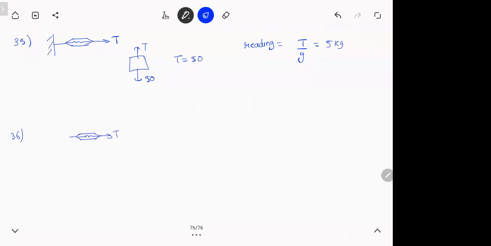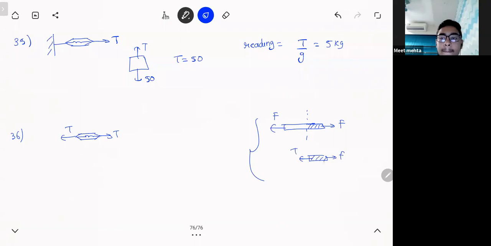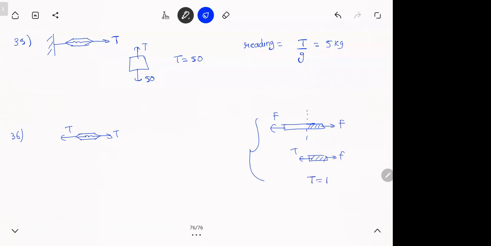36. So this side you're pulling with tension, this side you're pulling with tension. If you remember, if I have a rope and I pull with F and F, what is the tension? We have done this last class. What will be the tension? If I cut it there, F. It won't be 0, it won't be 2F. Remember that. So tension will be F only if you pull both sides with F.